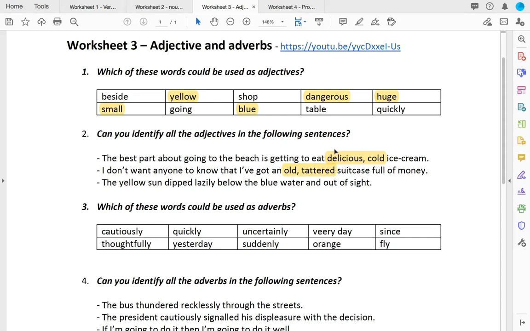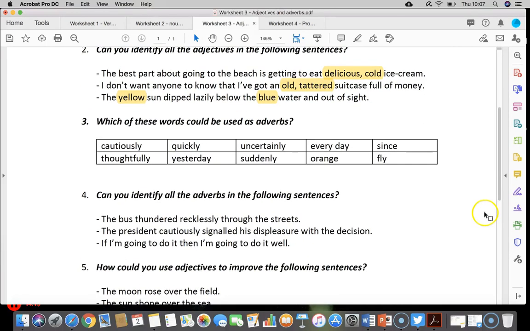Again, we've got 2 nouns here, sun and water. We see that the yellow sun and the blue water are both described in a little bit more detail, and both of those words are adjectives, yellow and blue. Okay, so number 3. Which of these words could be used as adverbs?